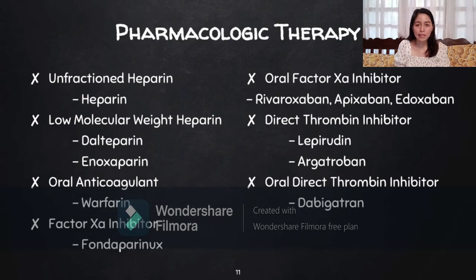Fondaparinux selectively inhibits factor 10A. Rivaroxaban, apixaban, and edoxaban are indicated for fixed-dose regimen for treating acute deep vein thrombosis and for VTE prophylaxis. Direct thrombin inhibitors are indicated for treatment for heparin-induced thrombocytopenia. An oral direct thrombin inhibitor is indicated for treating acute deep vein thrombosis and for VTE prophylaxis.